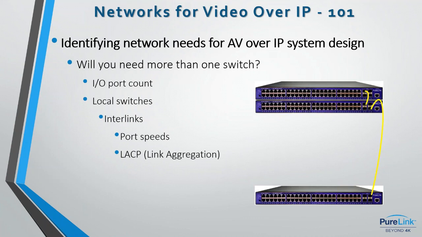You might have a switch on the first floor and a switch on another floor. You may need to interlink them that way. You may have a switch in a building and a switch in another building, so you get the idea. So this is where the term interlink becomes important. And we have to talk about the speeds of those ports and link aggregation. So how do we take advantage of that?